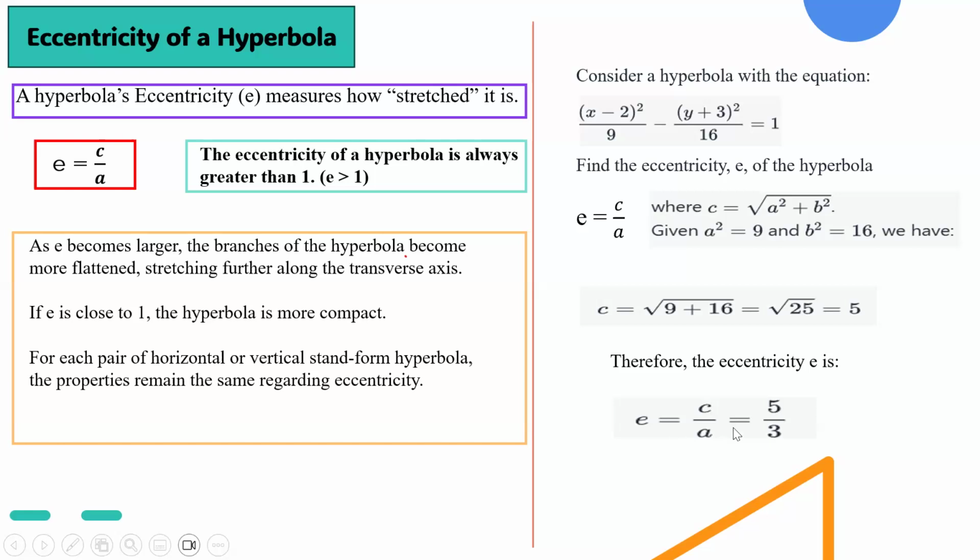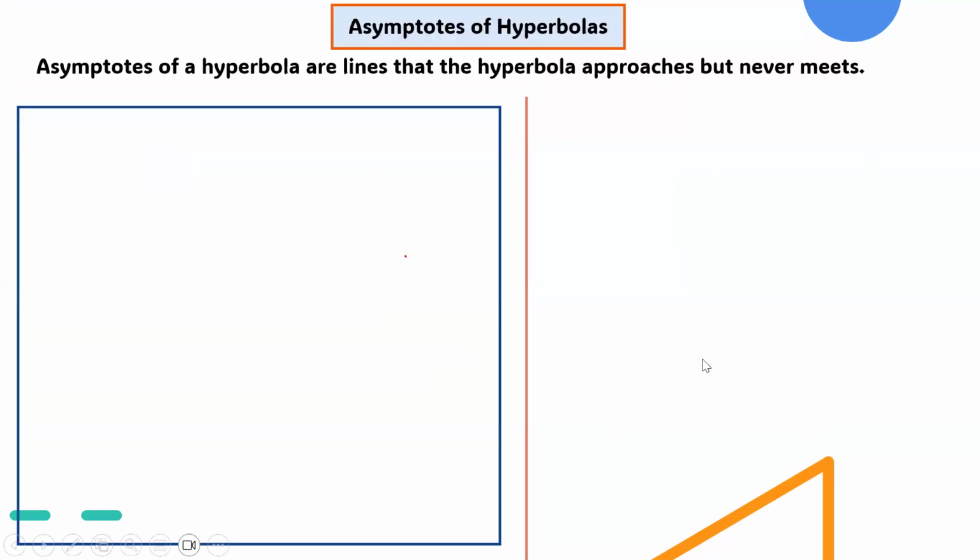Now, remember a squared was equal to 9. We did not want a squared, we wanted a. So we will square root the 9, and the square root of 9 will give us 3. That is how we have the eccentricity being 5 over 3. Next page.